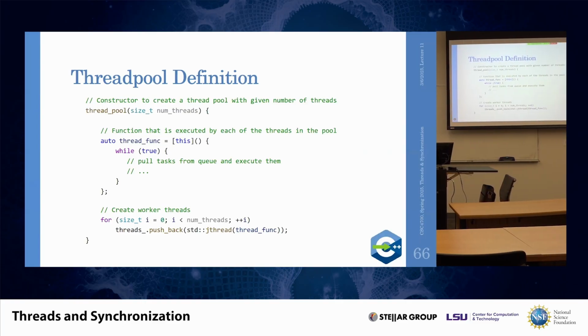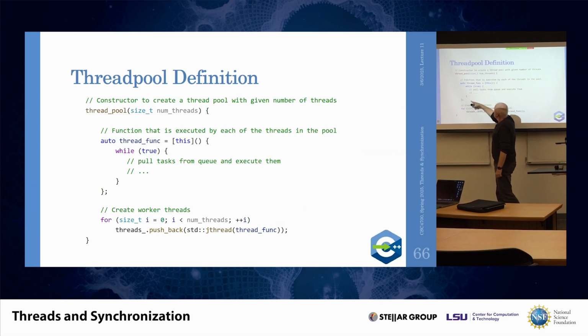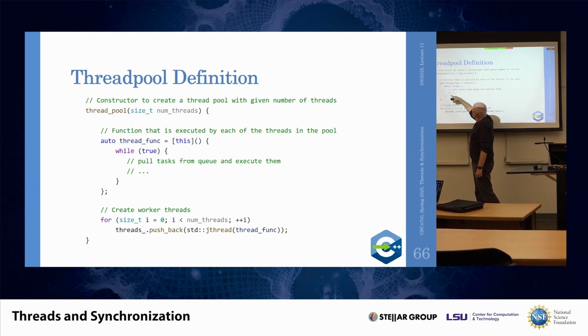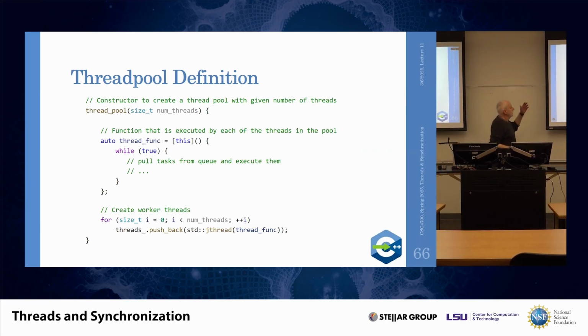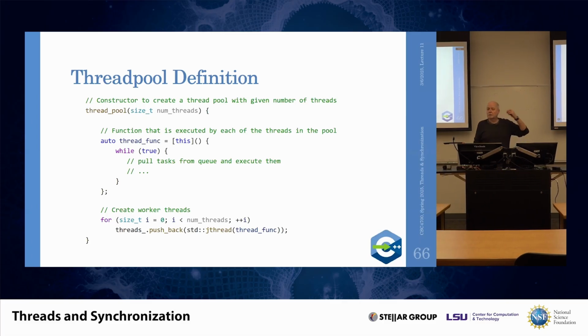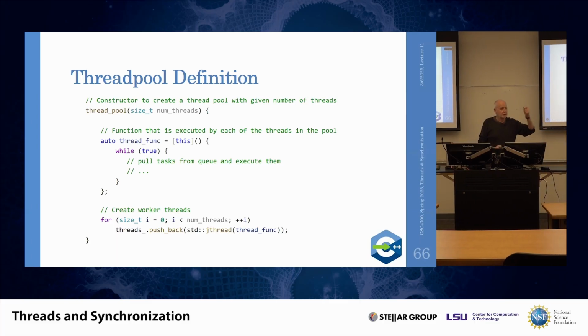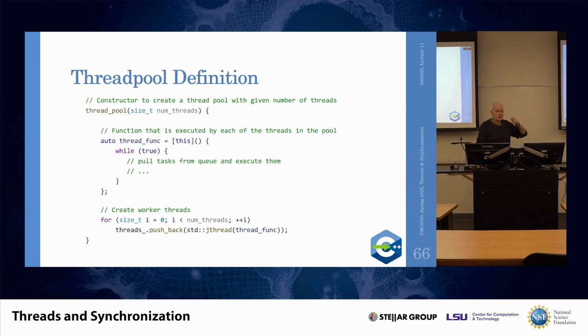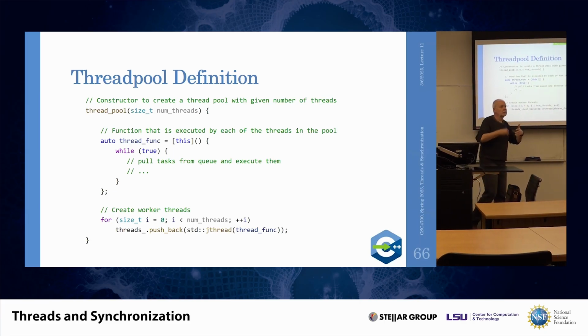Let's look at the constructor. Well, all the constructor does, it creates a bunch of jthreads with a thread function, where the thread function is defined here, and I will expand the thread function. You can think of the thread function as a while loop that is running infinitely and is trying to pull new tasks from the queue, executes the task, gets the next task from the queue, executes the task, and so on. So it's really just a loop that pulls things from the queue and executes them.